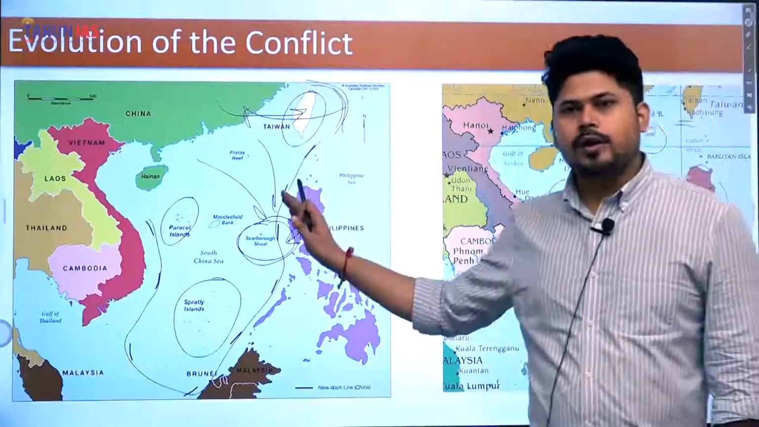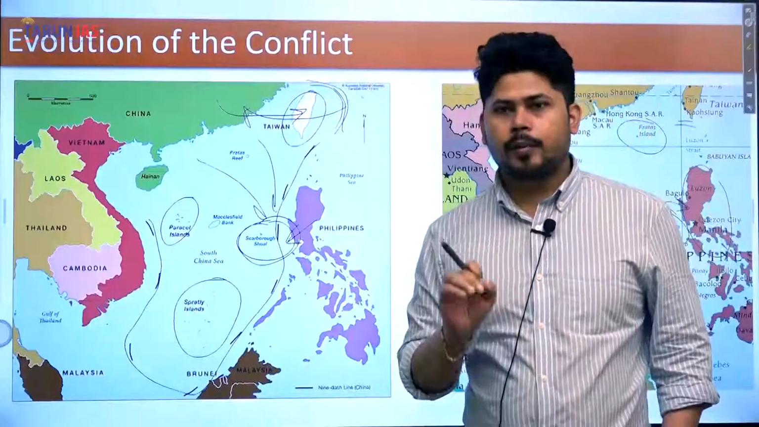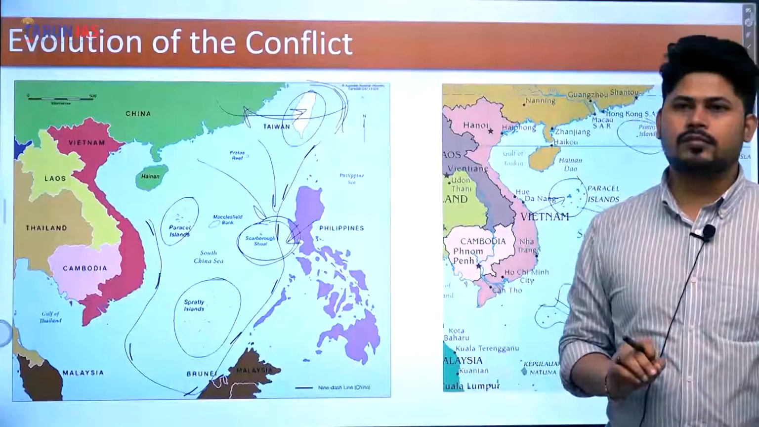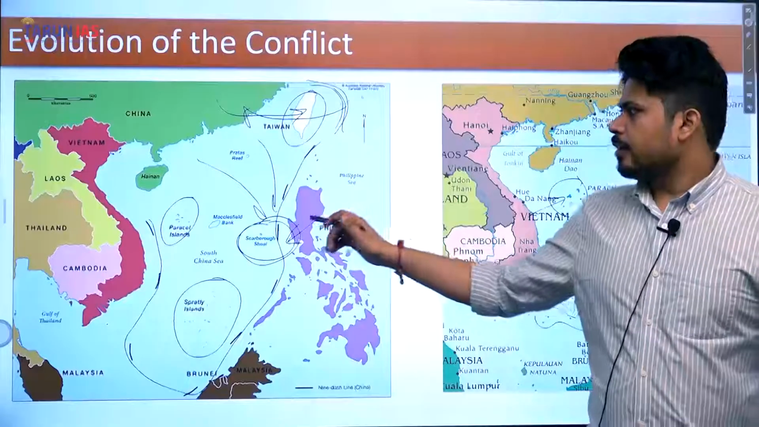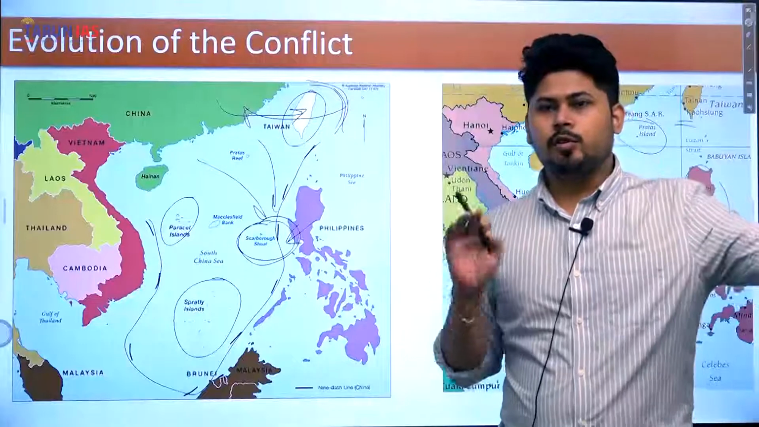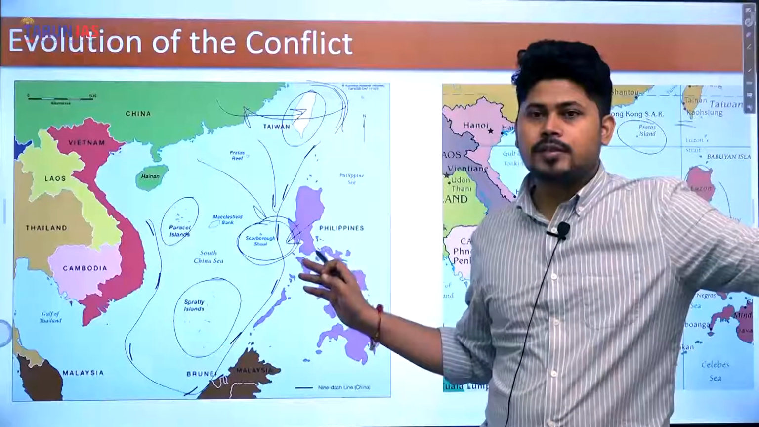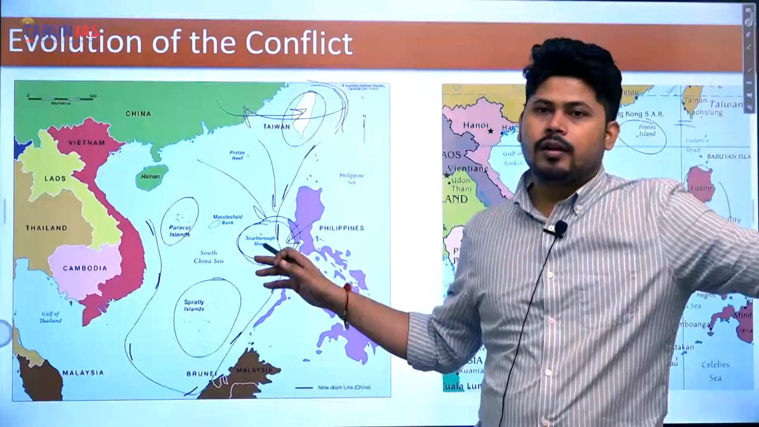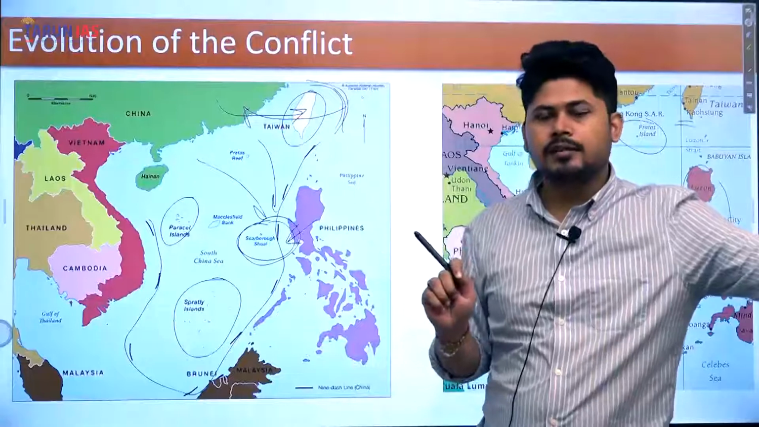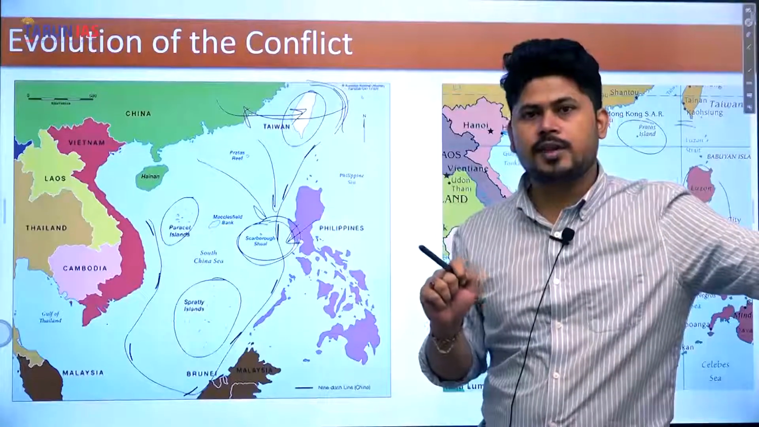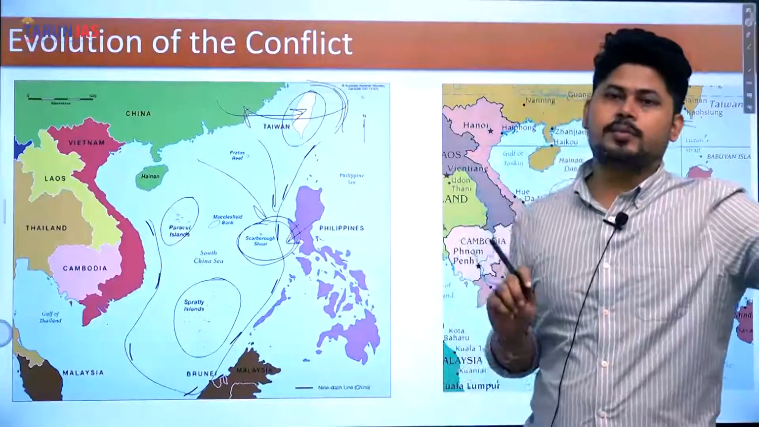So because of Scarborough Shoal, Philippines filed a case in the Permanent Court of Arbitration in 2013 or 14, I guess. And then the Permanent Court of Arbitration ruled in favor of Philippines. OK, they ruled in favor of Philippines and said that the 9-dash line should not be accepted as the territorial claim of China.